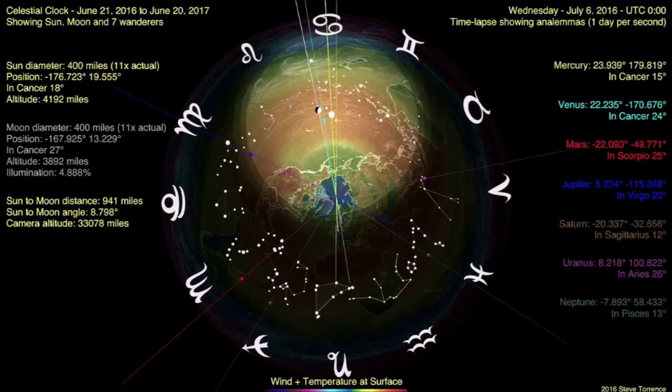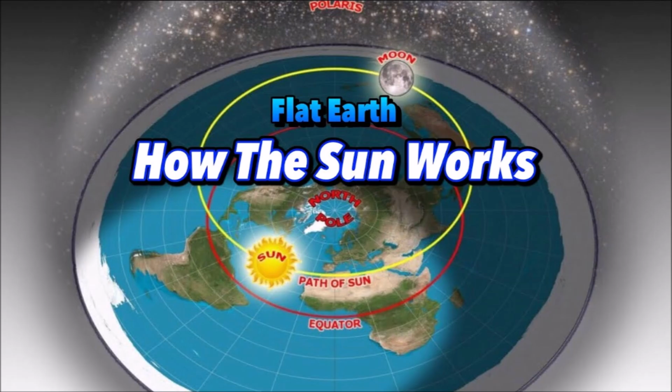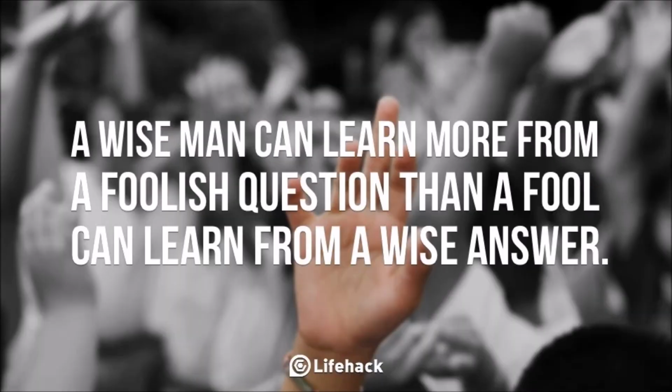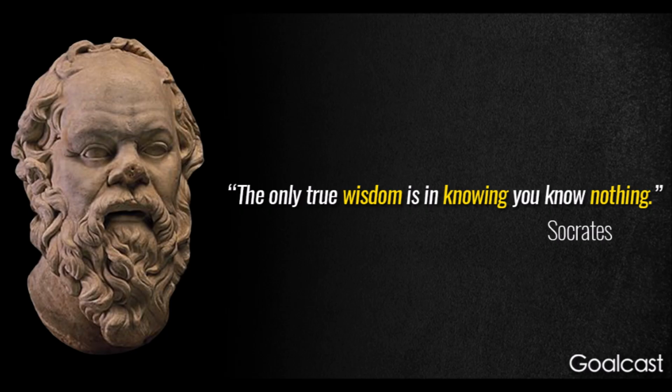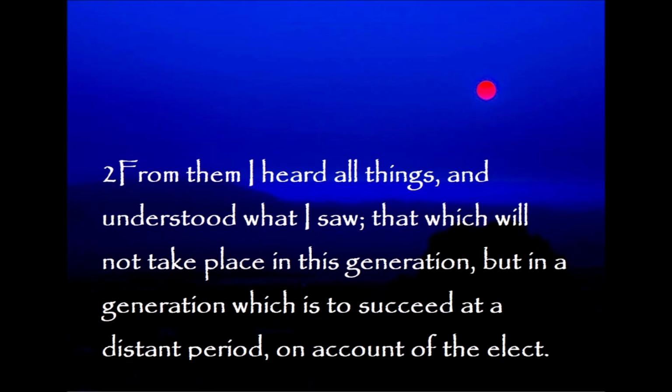For those questioning yourselves as to why this information even matters to the larger picture, and reasons of why we are here, who we are, and what this is all about, why should anybody spend any time examining these things in detail? Let me remind you that even Enoch, in the second line of the very first chapter of his testimony, said, from them I heard all things and understood what I saw, that which will not take place in this generation, but in a generation which is to succeed at a distant period, on account of the elect.